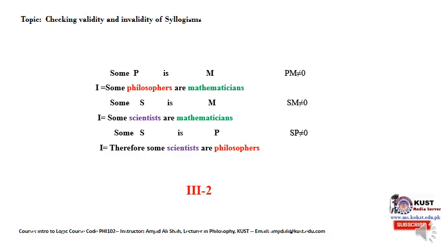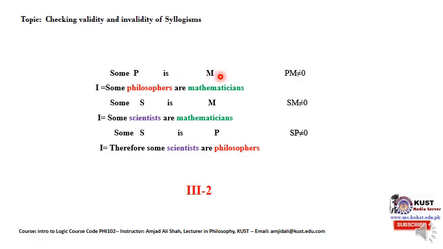Now, here we have an argument that is I2. This is the form of the argument, and the argument says some philosophers are mathematicians, some scientists are mathematicians, therefore some scientists are philosophers. Now, in this argument, all the propositions are particular affirmative, and that's why it is I2.